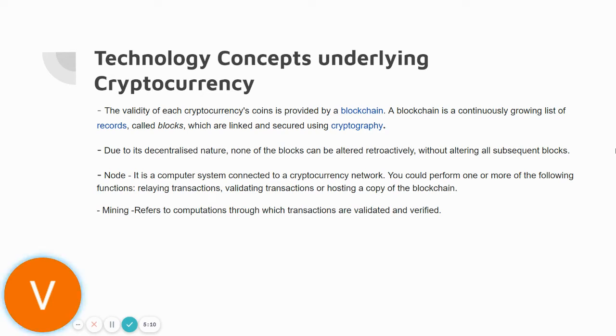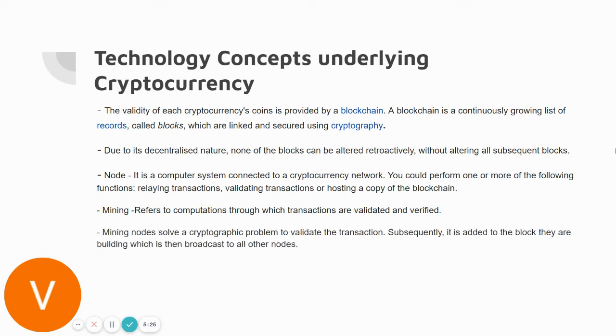The next term we must know here is mining. Mining refers to the computations through which transactions are validated and verified. So every transaction that happens with respect to cryptocurrencies must be verified, and that process is called mining. Now, who does this mining? Mining is done by the nodes who are responsible for validating transactions. And what exactly do they do when they are mining? They solve a cryptographic problem to validate the transaction. You must know that multiple nodes try to solve that cryptographic problem to validate that transaction.